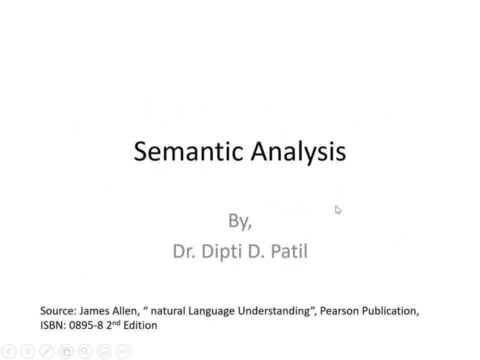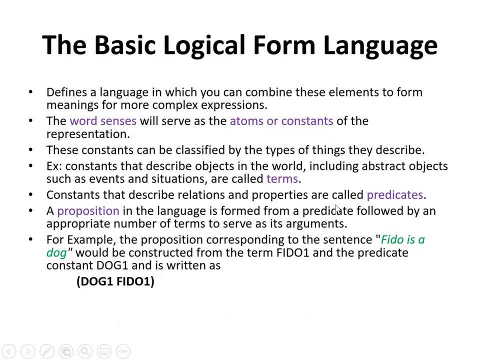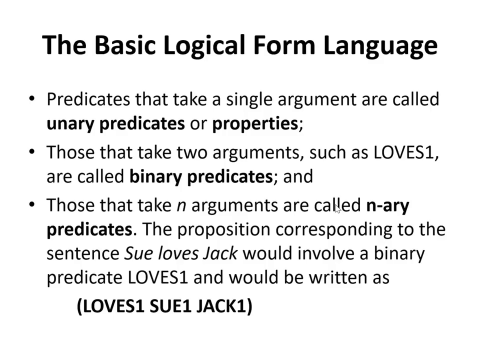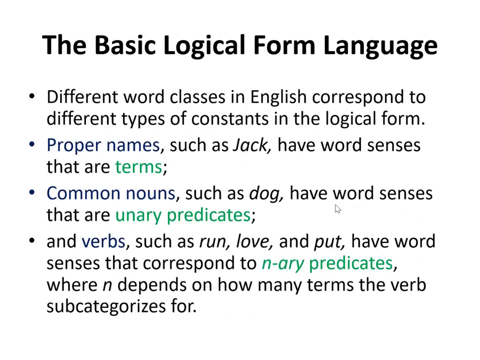Hello students, in the previous lecture we discussed semantic analysis and I introduced you to the basic logical form language, where we studied word senses and how they can be represented with atoms or constants, which can be terms, predicates or propositions, where a predicate is followed by an appropriate number of terms to serve as its arguments. We also saw the different types of predicates: unary, binary or n-ary.